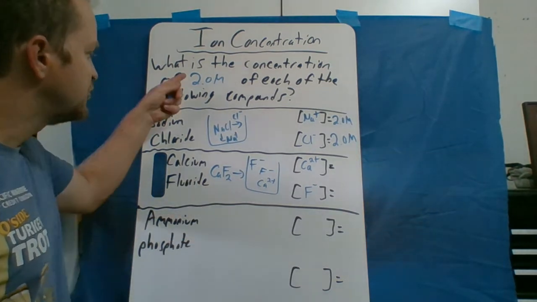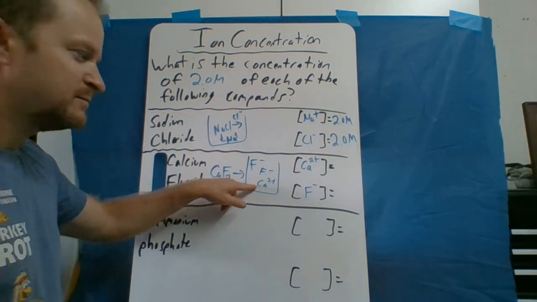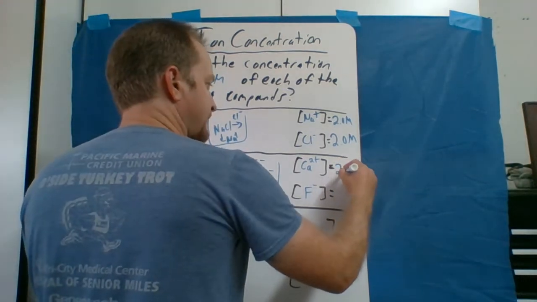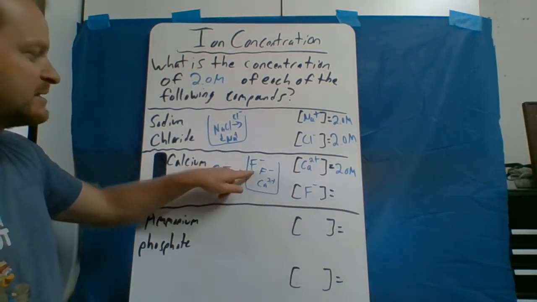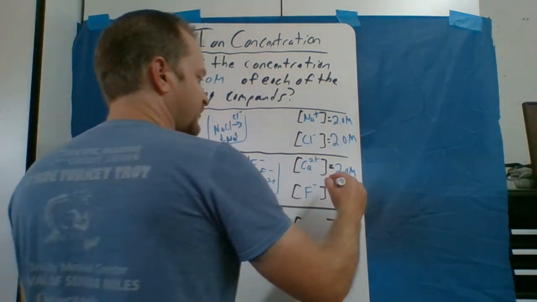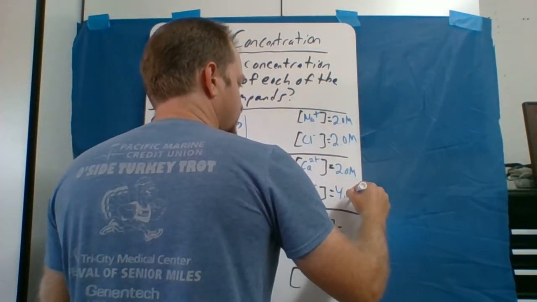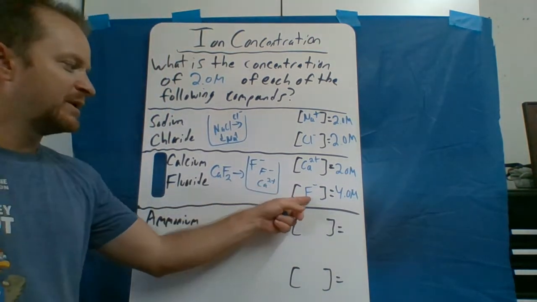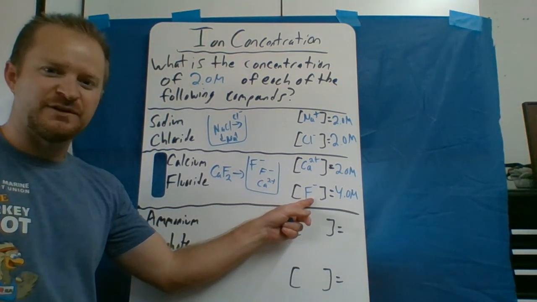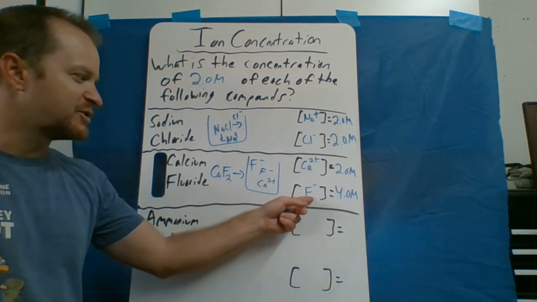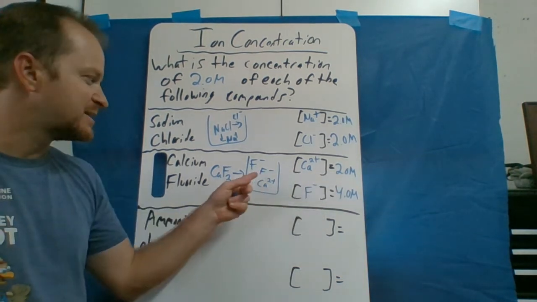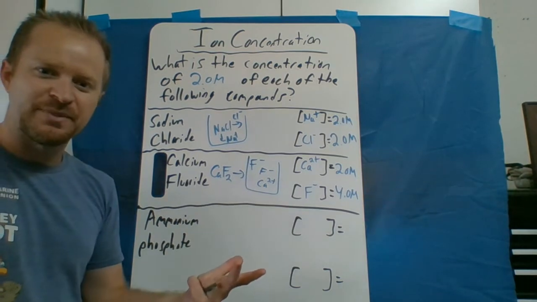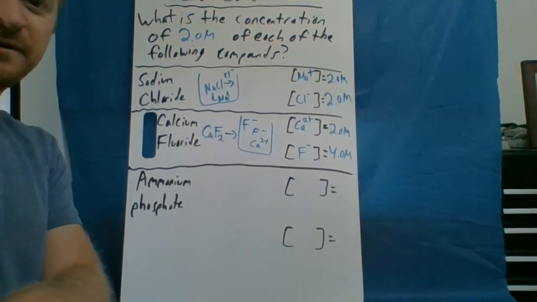Okay, so you take 2.0 times 1 is 2.0. 2.0 times 2, you have 4.0. So when it splits off into its pieces ionically, there's a higher concentration of F-, double in fact that of Ca2+, because there's twice as many of them in the solution. Okay, let's do the last one here.